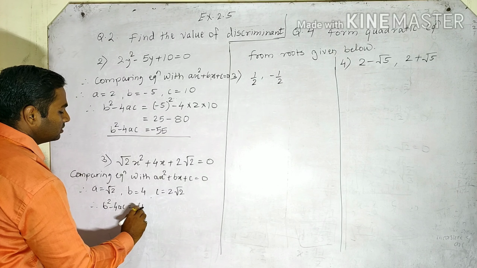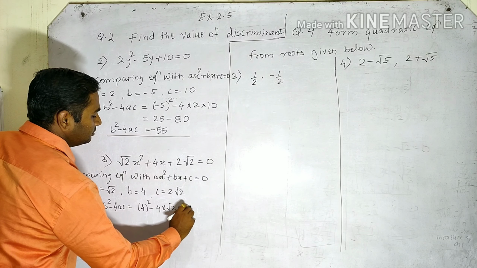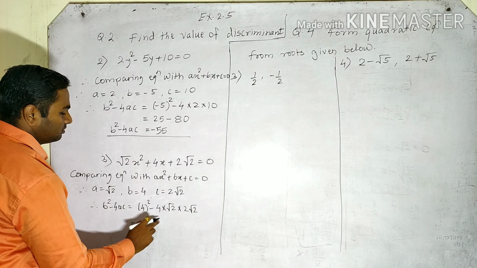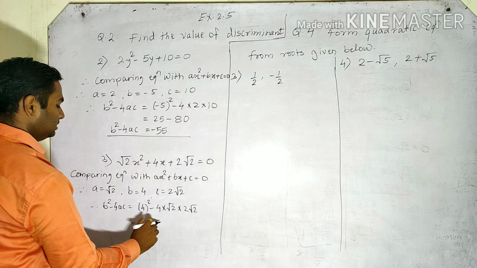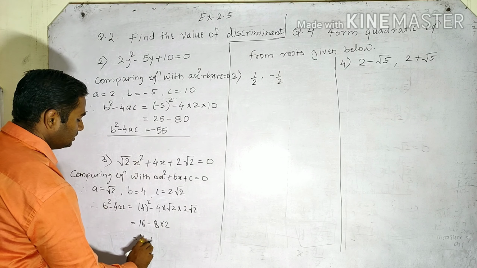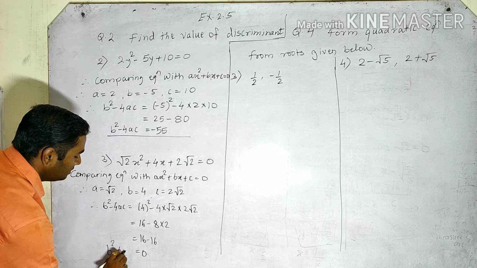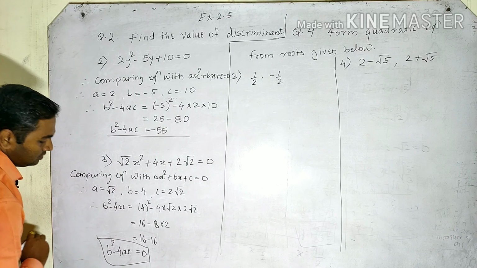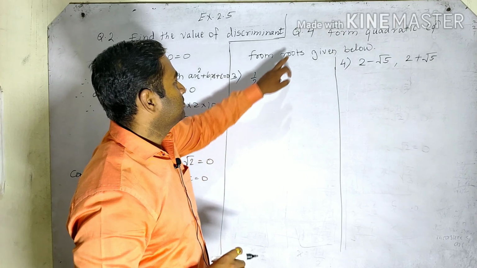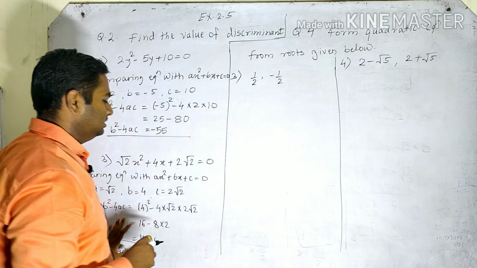b square, 4 square, minus 4 multiply a, that is the root 2, multiply c, 2 root 2. So if you square it, then we get 16, 4 square 16. Now 4 2s are 8 and root 2 multiply root 2 becomes 2. So 16 minus 16 we get 0. That means b square minus 4ac value is 0. Okay, now in the next we have to find out question number 4, because question number 3 is same as it is, it's very easy.